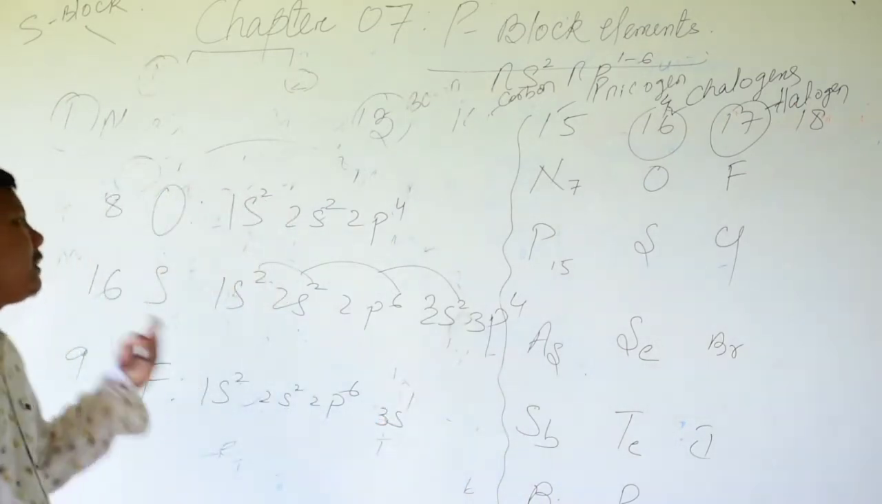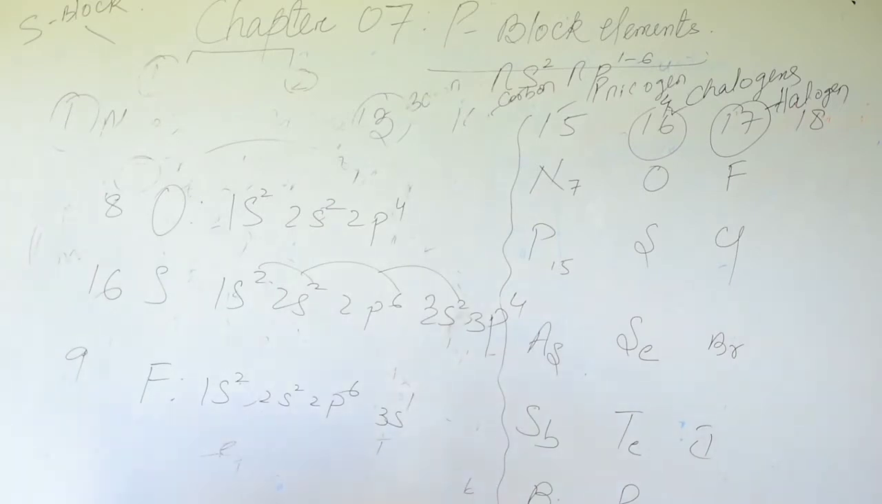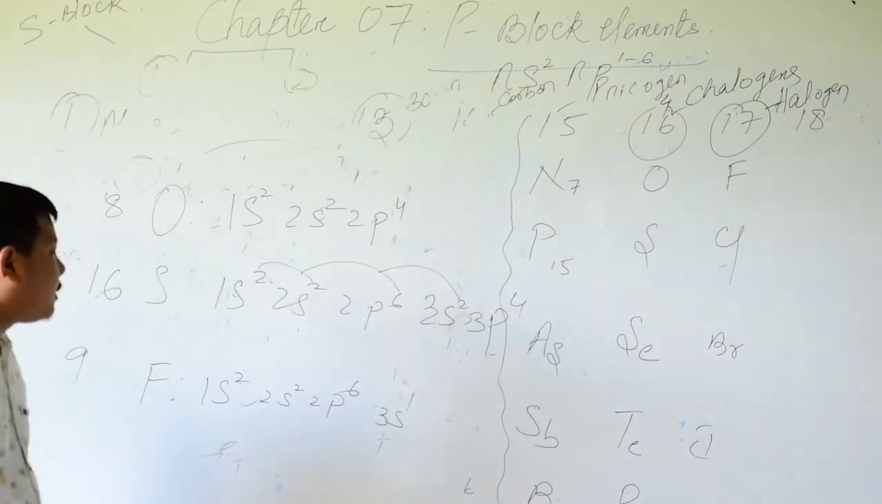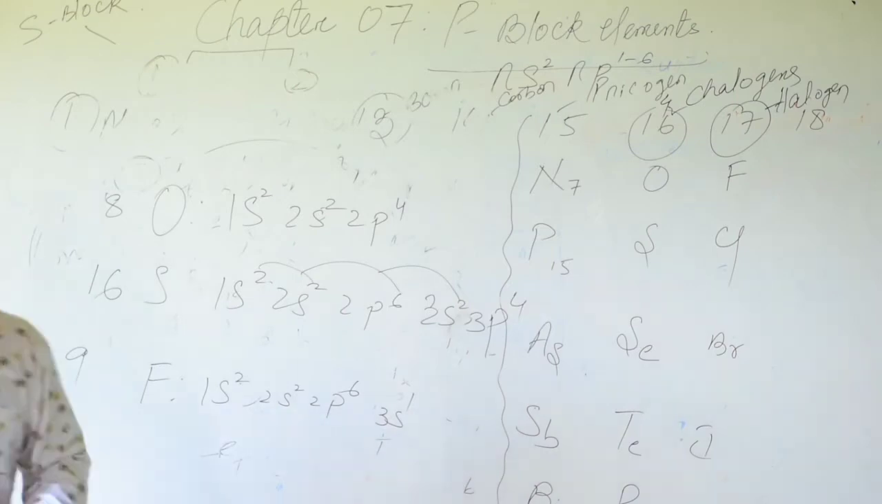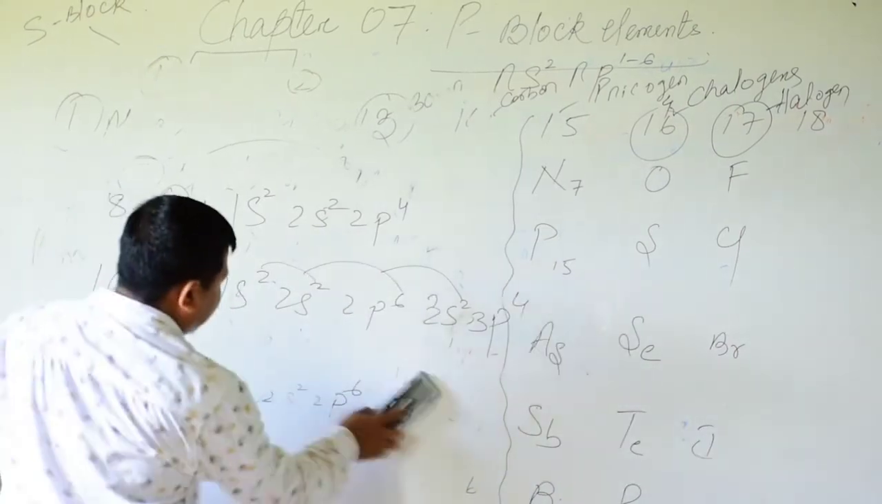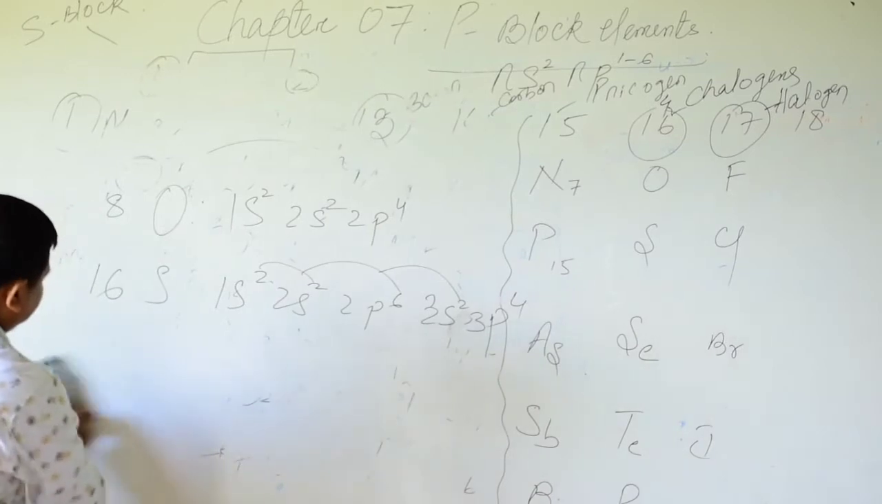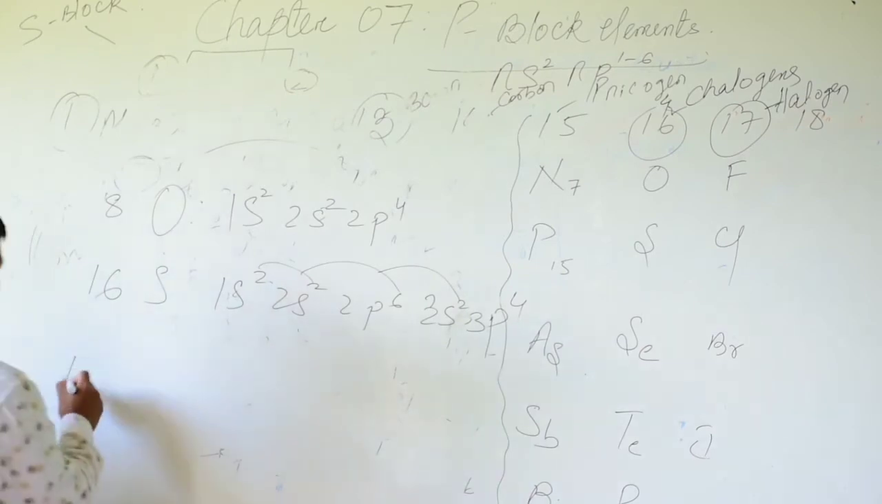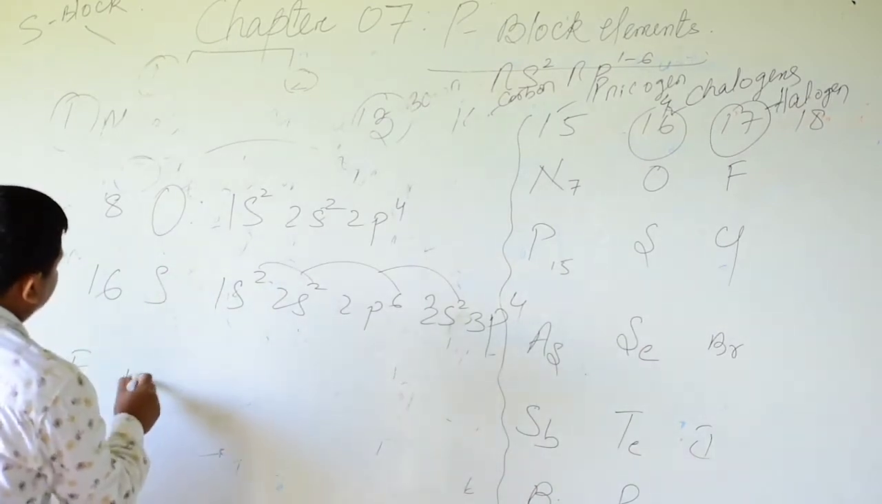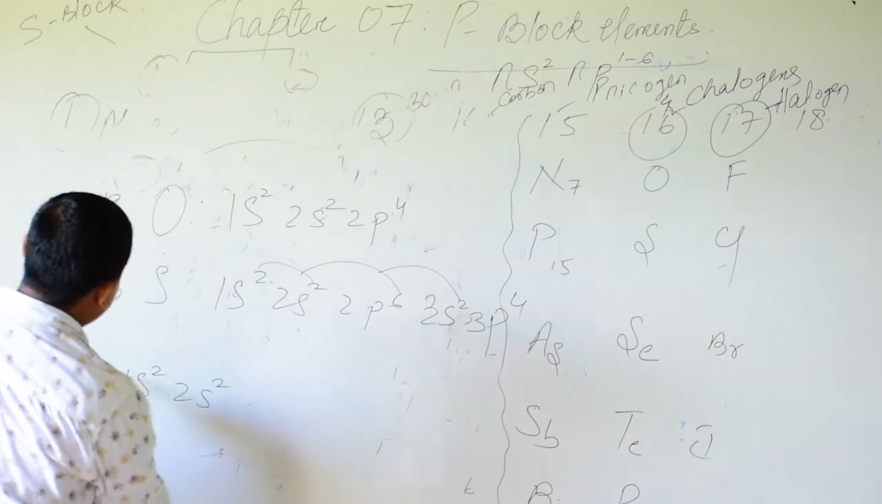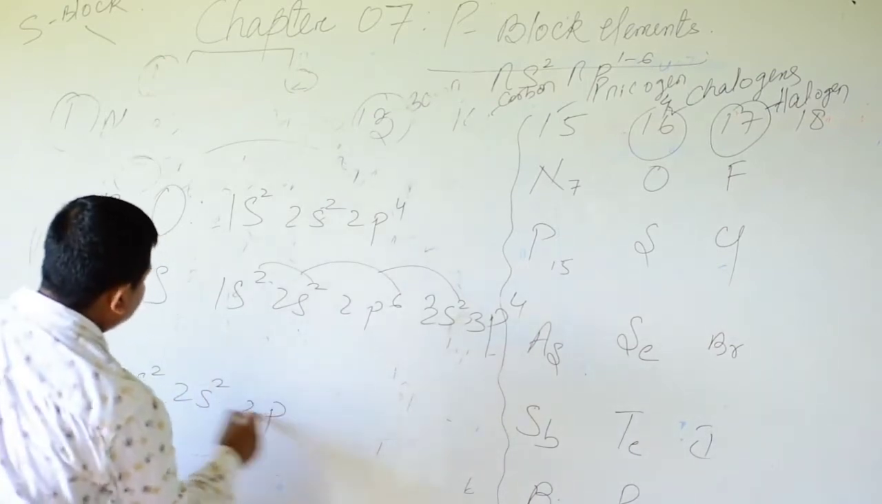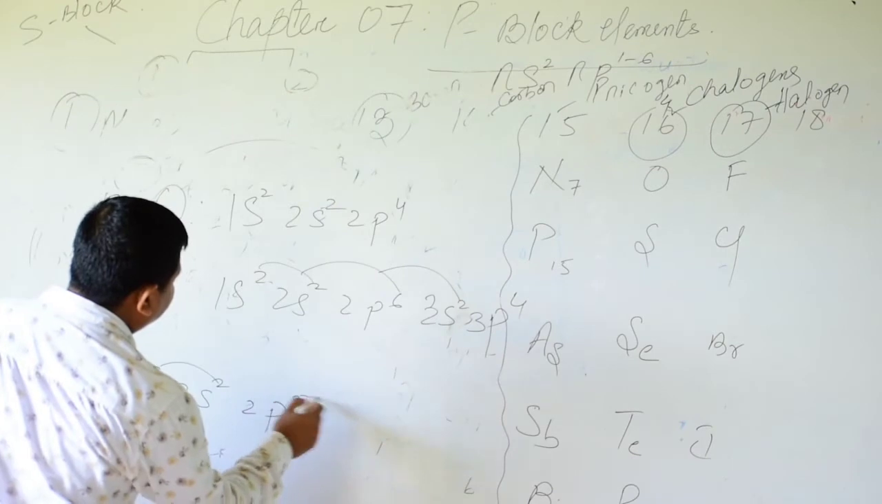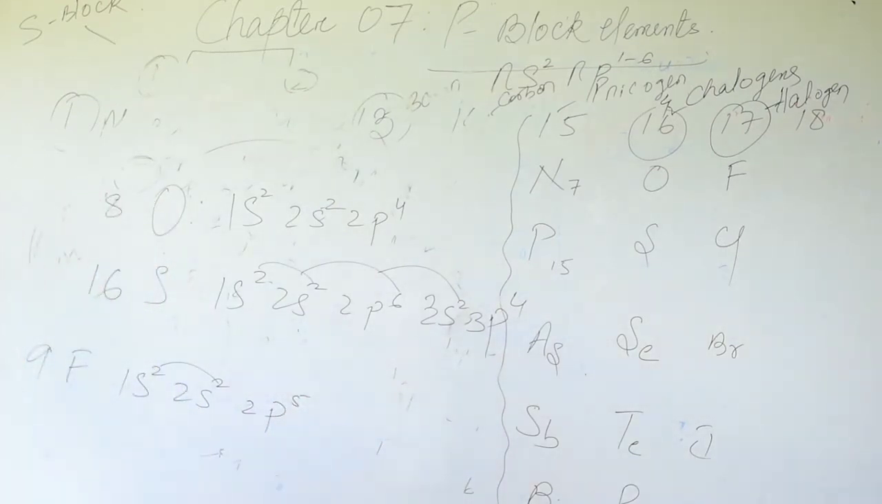So in that way you will get the electronic configuration of fluorine. 1s2, 2s2, since the atomic number is 9, then 2p, so 4 plus 5. So in that way we will learn how to make the configuration of group number 17.